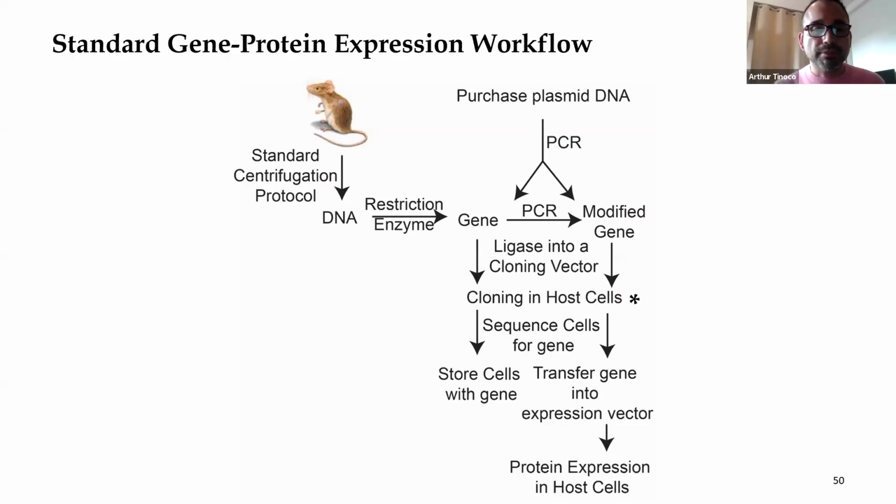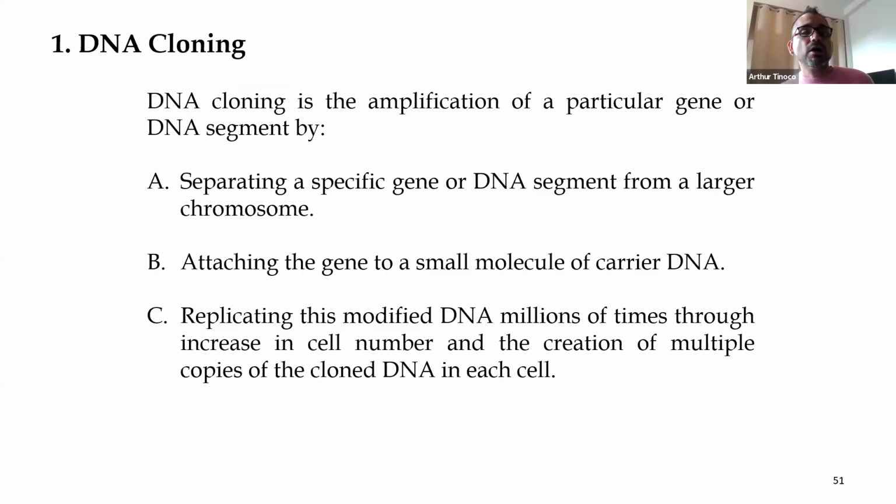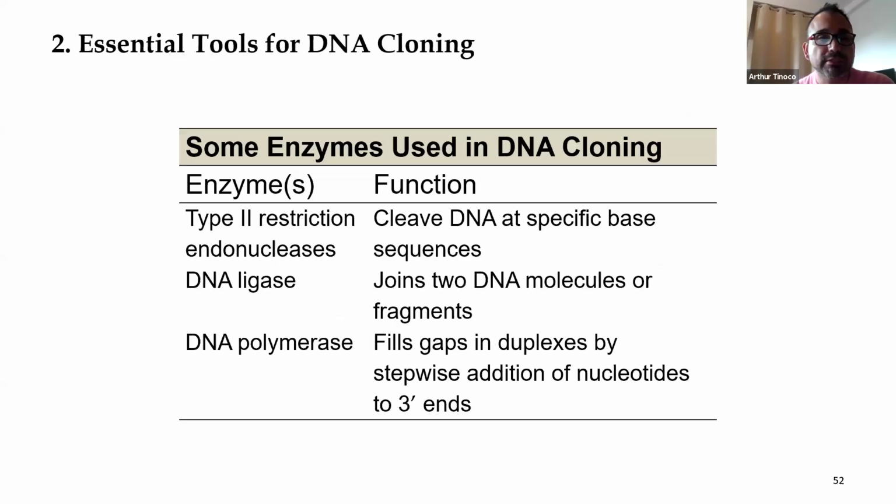All right. Let's talk a bit about cloning in host cells. So DNA cloning is the amplification of a particular gene or DNA segment by separating a specific gene or DNA segment from a larger chromosome, attaching the gene to a small molecule of carrier DNA, and then replicating this modified DNA millions of times through increase in cell number and the creation of multiple copies of the cloned DNA in each cell. All right, so this is basically the layout of what the DNA cloning process will entail.